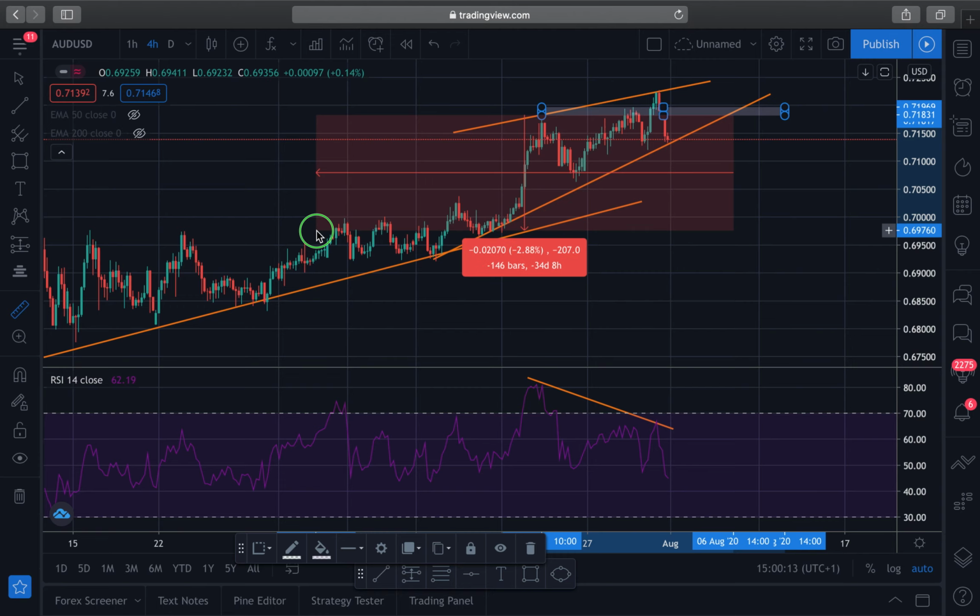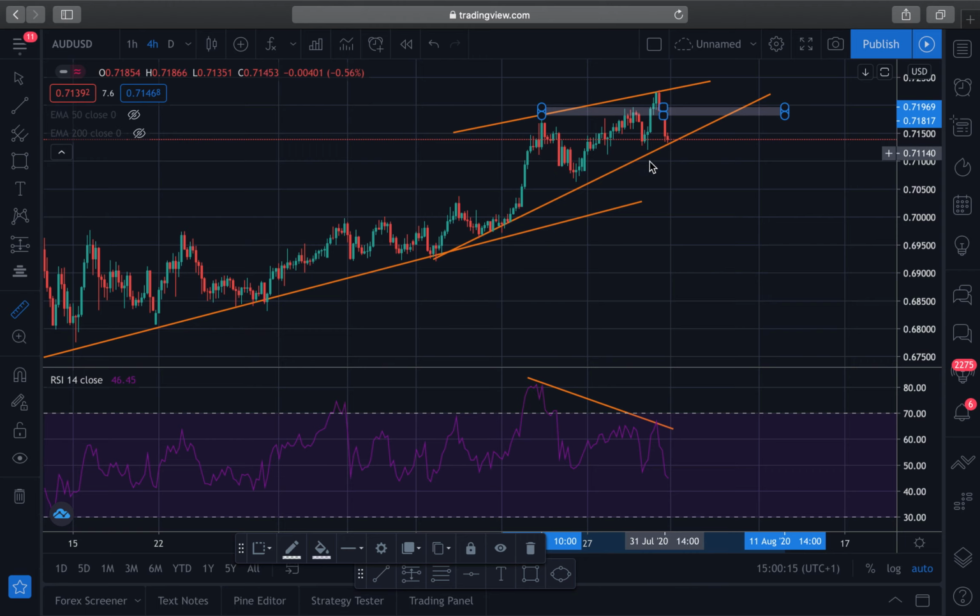But then I have to wait for a break of this trend line. And how do you know if a trend line breaks? Once a full candlestick breaks out of here, like is formed below this trend line, then it has broken.